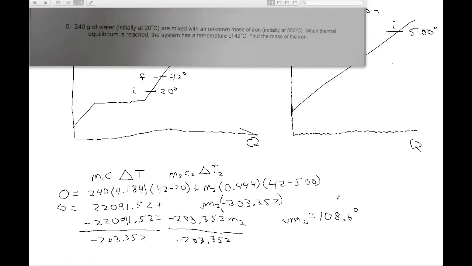So what's the answer to the question? 107.3. Oh, you mean from the answer key. Yeah, what's the answer you got? I said 108. Okay. I think I wasn't really rounding off very much here, so maybe our answer might be more accurate than the one that they got. But it looks like the difference is just rounding error.